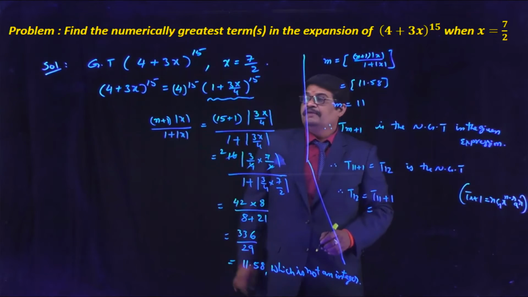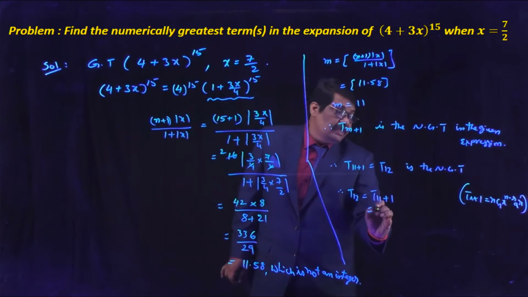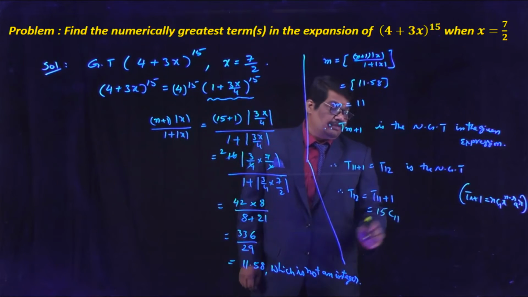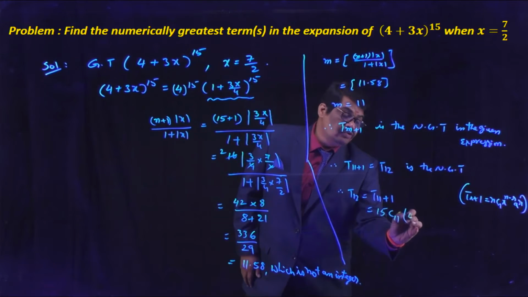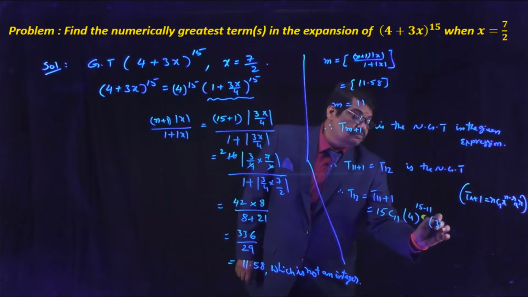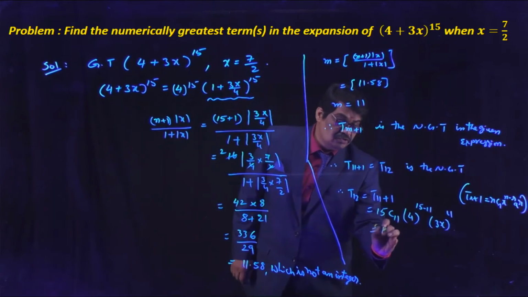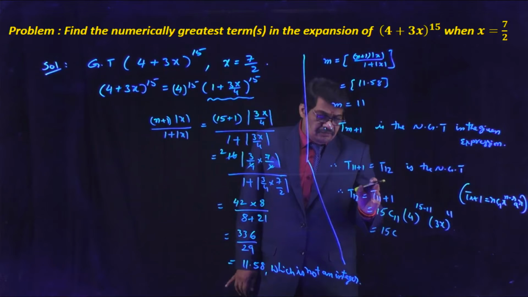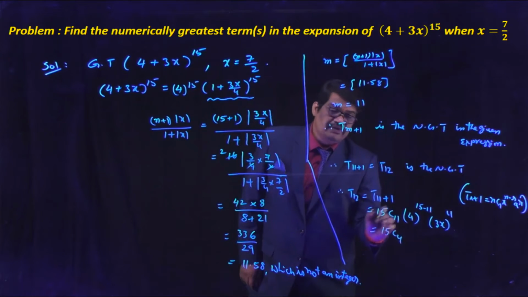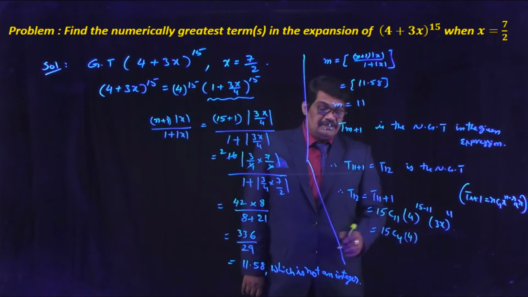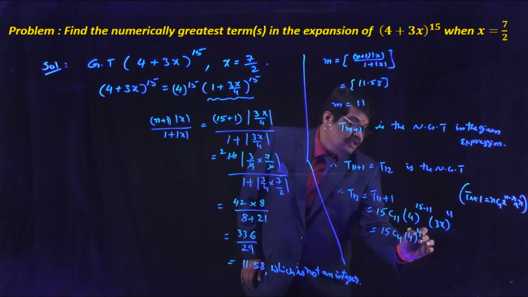Now we write T(11 + 1), where n is 15 and r is 11, so 15C11. The first term is 4 to the power of 15 minus 11, into the second term, (3x) to the power of 11. So it equals 15C11, which can be written as 15C4, into 4 to the power of 15 minus 11, that is 4 to the power of 4, into 3 to the power of 11, x to the power of 11.